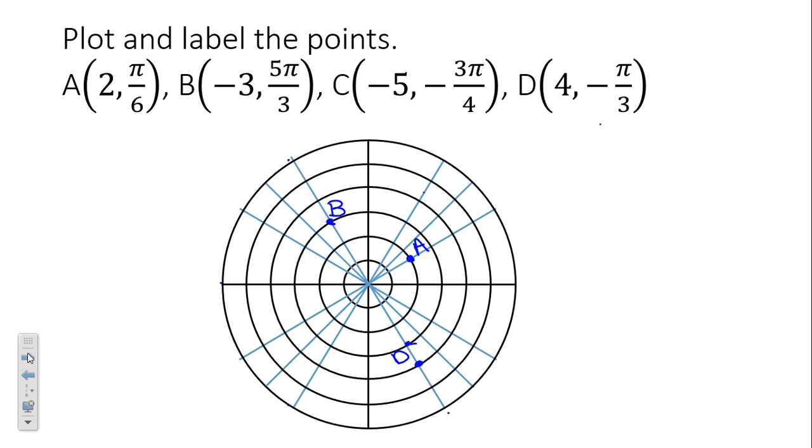Okay? So now let's look at letter C, point C. Negative 5, negative 3 pi over 4. So always start with your theta. Where's negative 3 pi over 4 going to go? Here, right? Okay, so we know we want to be along this line, but now it is a negative 5, so we don't get to pull it out 5, we have to push it back 5. So 1, 2, 3, 4, 5. And that is our point C.